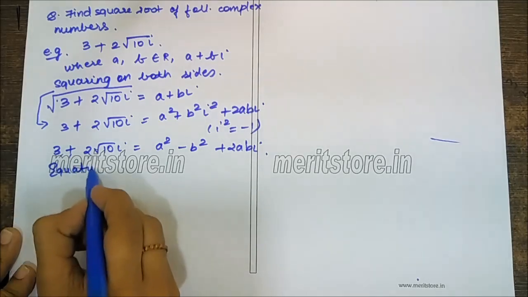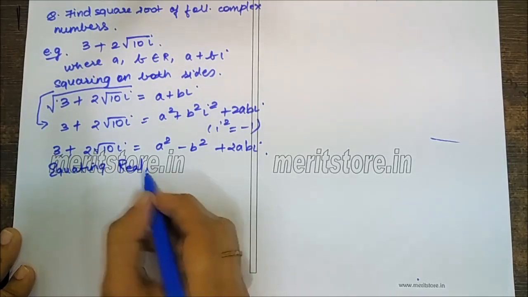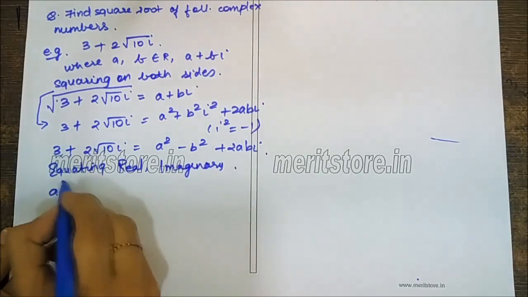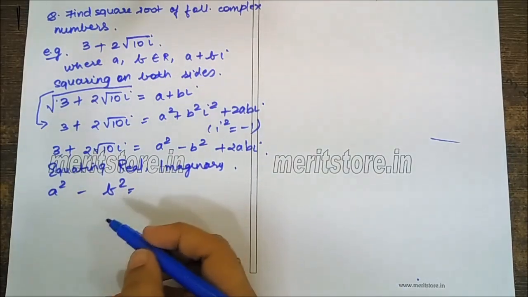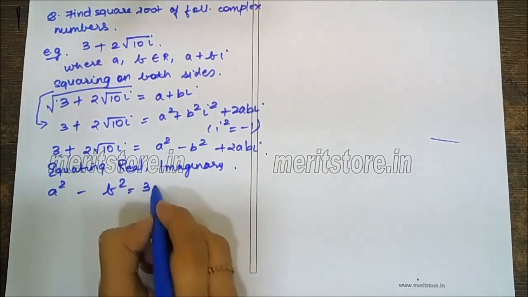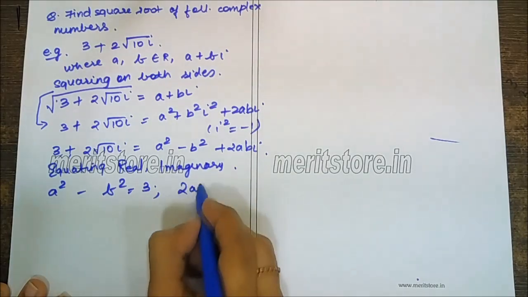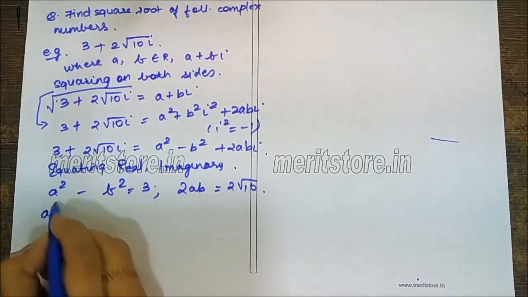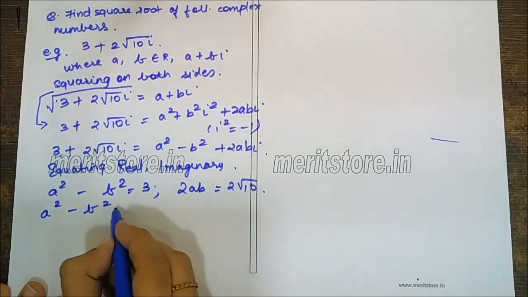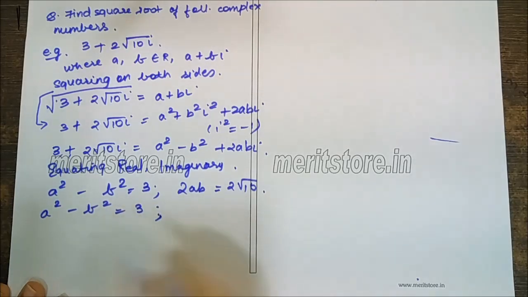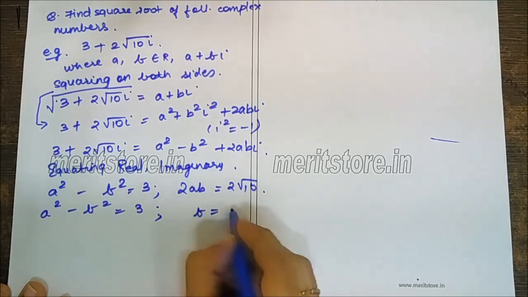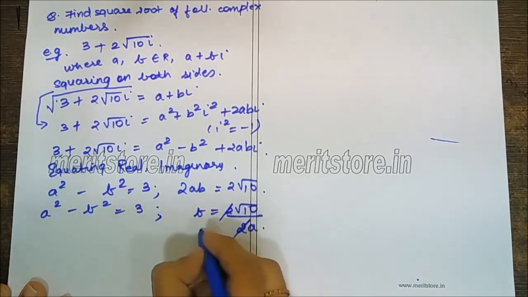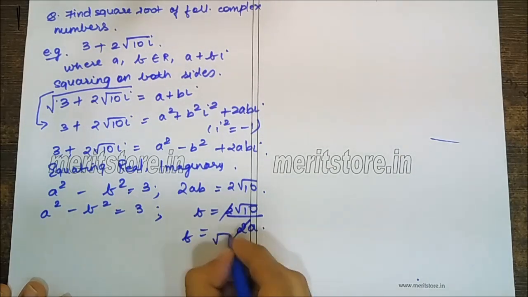equating real and imaginary. A square minus b square is equal to 3, and next is 2ab is equal to 2 root 10. So, a square minus b square is equal to 3 here. b is equal to 2 root 10 upon 2a. So b is equal to root 10 upon a.